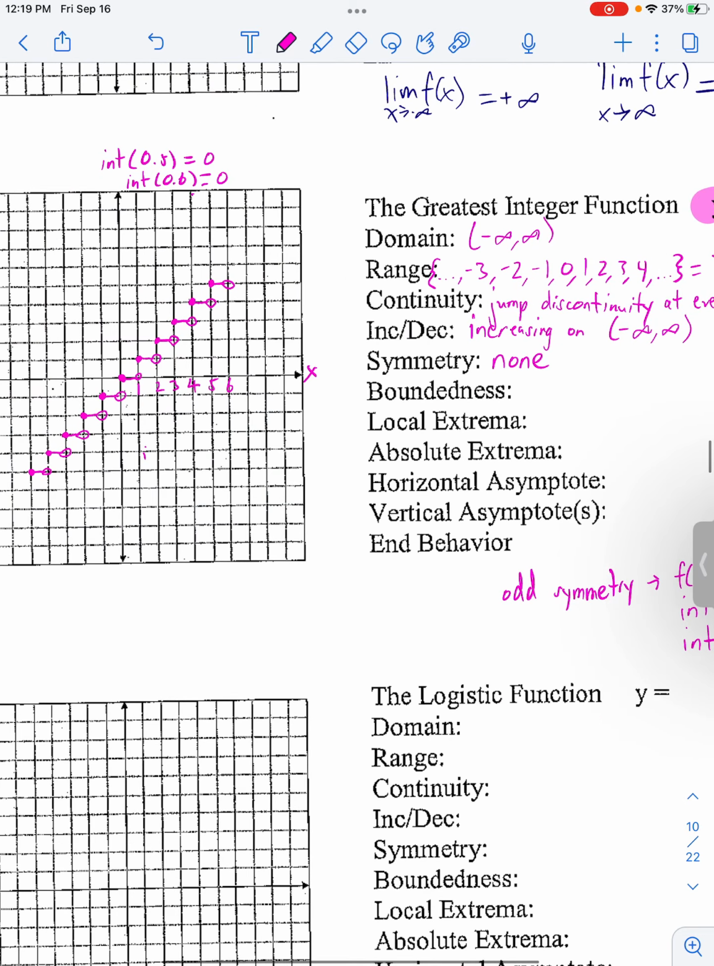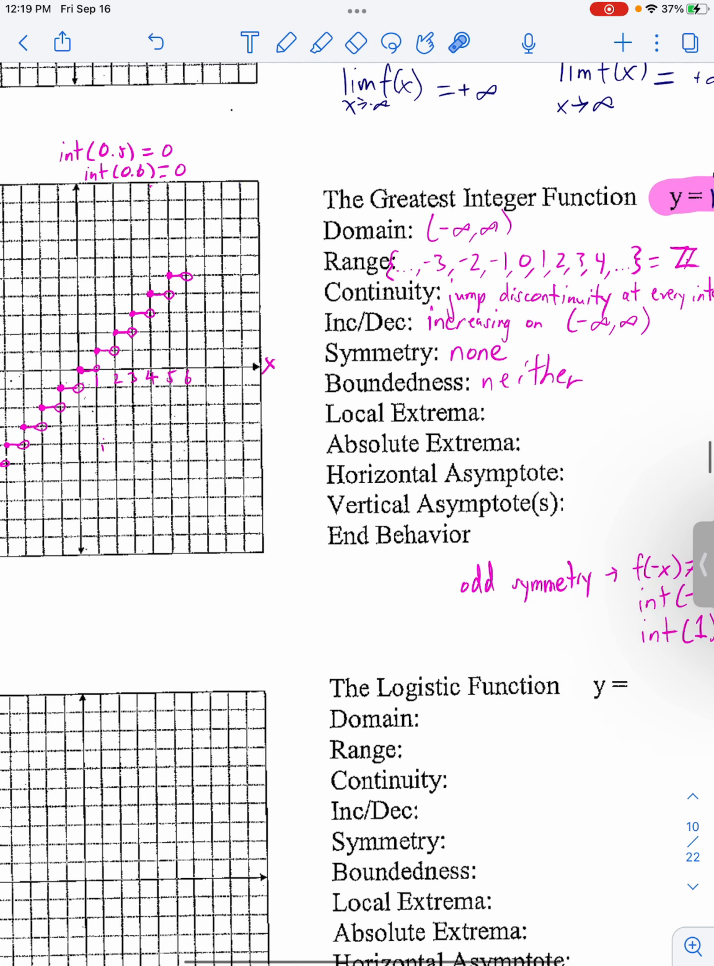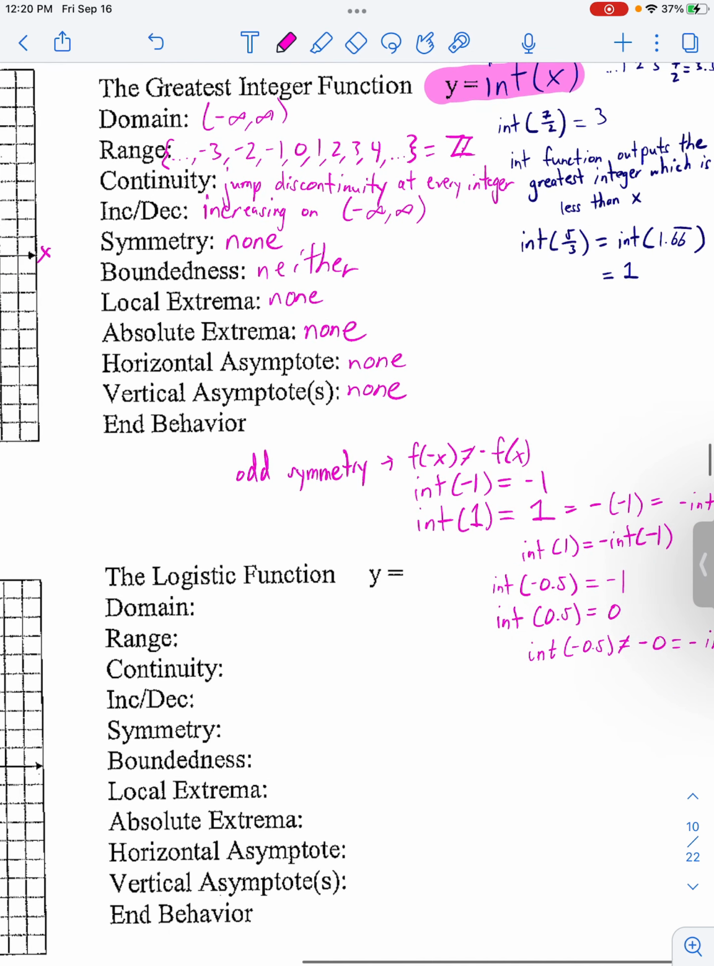Boundedness, none. It's not bounded. Just keeps going up and up and up and down and down and down. Okay? Local extrema, none. Absolute extrema, none. Horizontal asymptotes, none. No vertical asymptotes. Okay. End behavior.